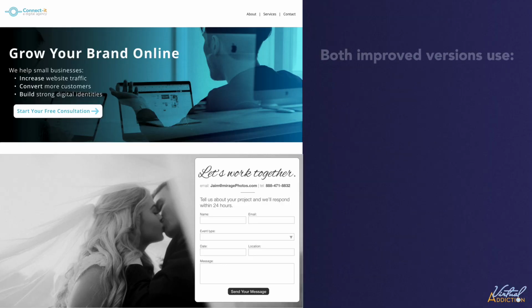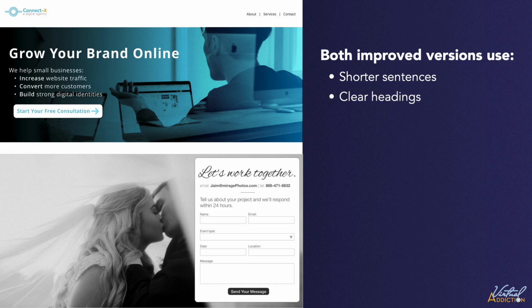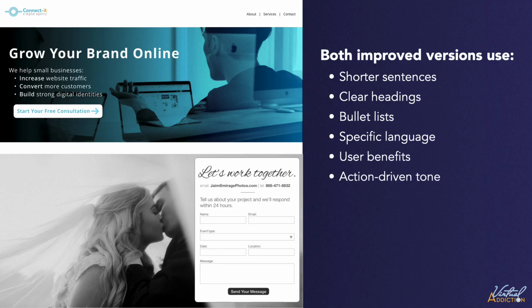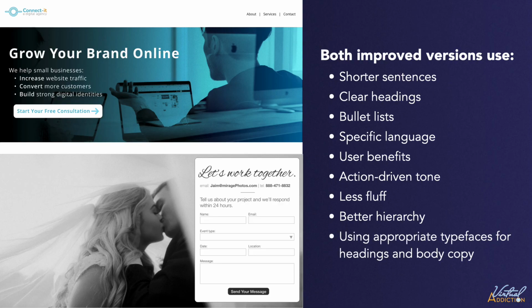Notice the similar pattern across both improved versions. Shorter sentences, clear headings, bullet lists, specific language, user benefits, action-driven tone, less fluff, better hierarchy, and only using a script typeface for large headings with very few words. This is a consistent web writing strategy.